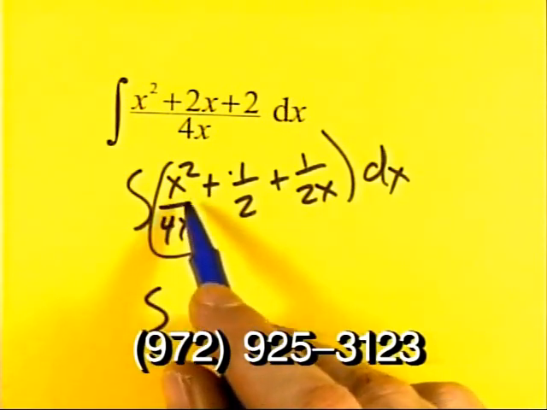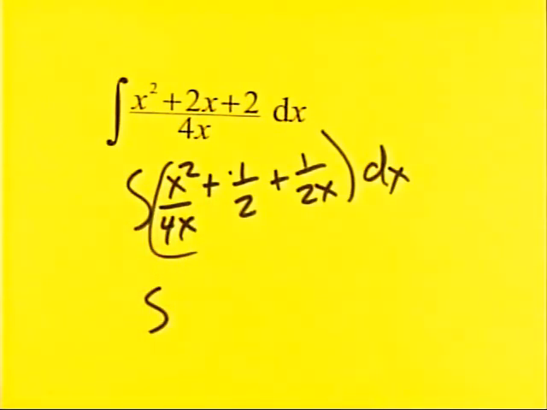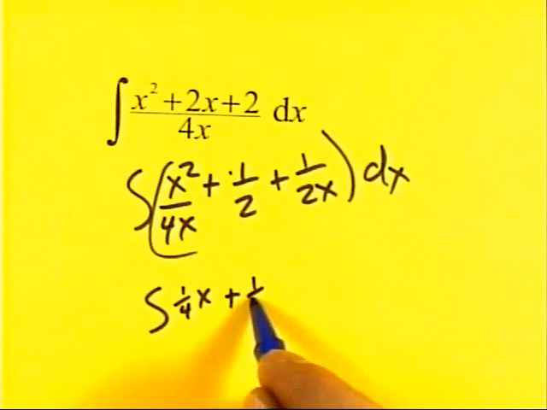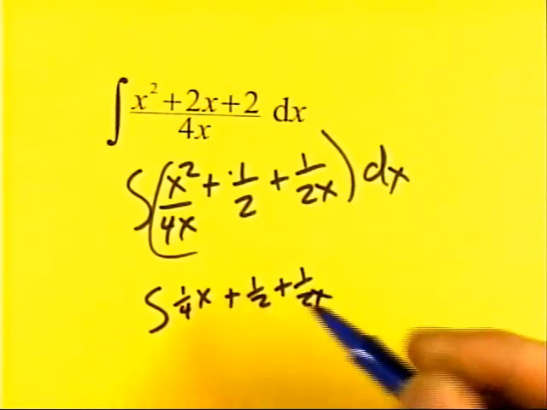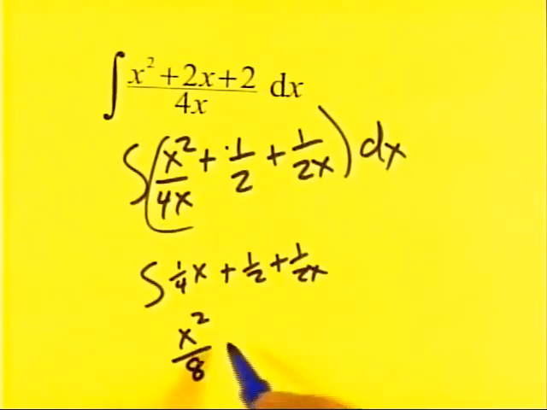U equals x, 2x. Well, how do you integrate this? Okay, we can cancel the x first. Yeah, cancel it. Make it 1/4 x. Okay, and the integral of 1/4 x, well, I'll rewrite this. Plus 1/2 x. The integral would be x squared over 8. Yes. Okay. Plus 1/2 x.